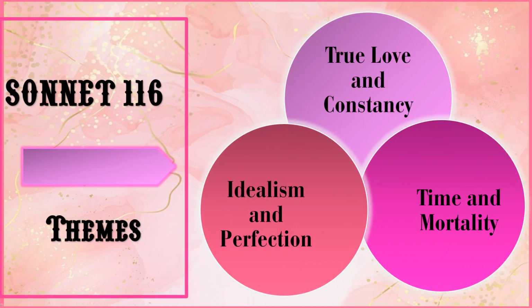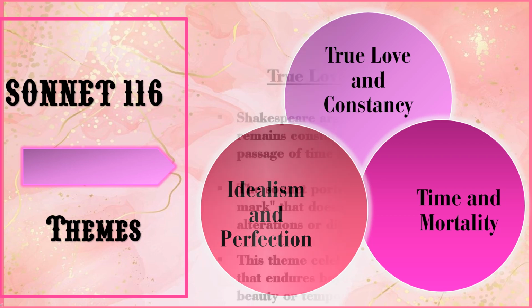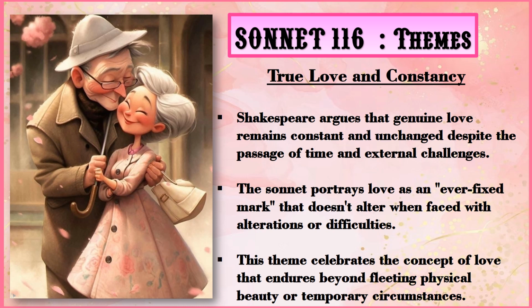Having done a detailed line-by-line analysis of Sonnet 116, let us look at the 3 important themes that come out from our reading of this sonnet. First and foremost, the poet in this sonnet is emphasizing the importance of true love and being constant in your love. Shakespeare argues that genuine love remains constant and unchanged despite any external challenges that may come in the way, and he uses the example of how love is like an ever fixed mark, it never changes, and this is how this sonnet celebrates the theme of love.